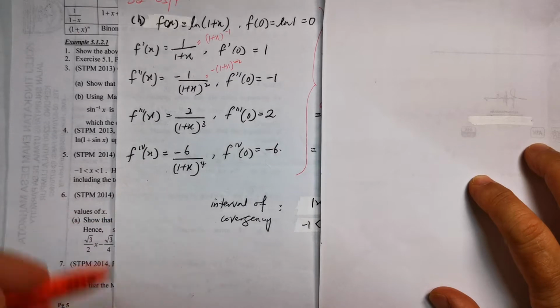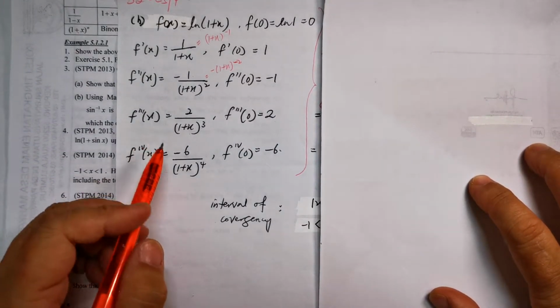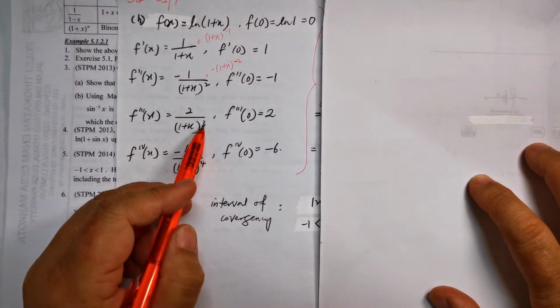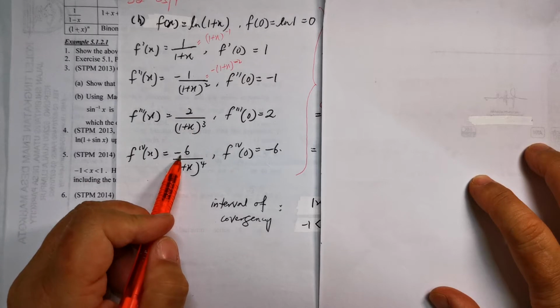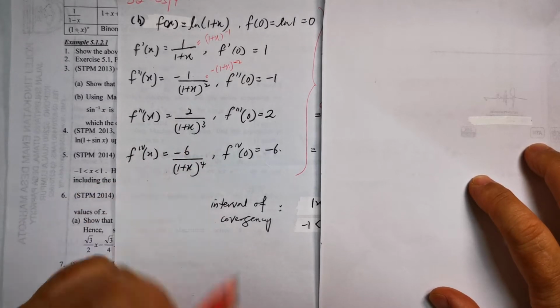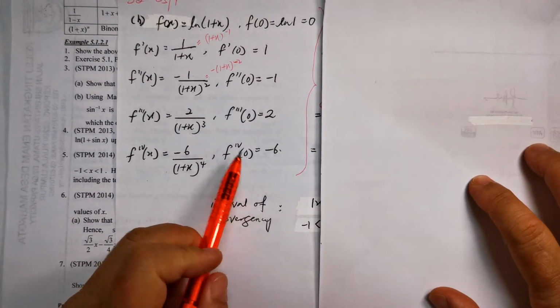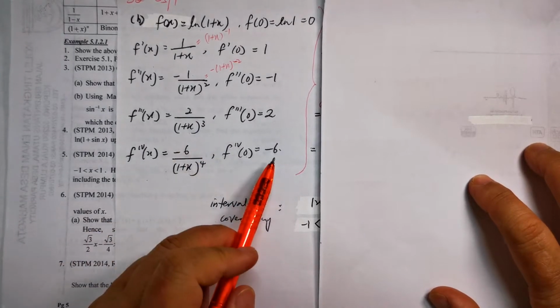Then next, again, differentiate. So we are actually doing differentiation. Just now it's 2, right? So the power is negative 3. Index in front, so negative 3 times 2, negative 6. Index minus 1 again. Immediately sub 0 in, so your answer is negative 6.